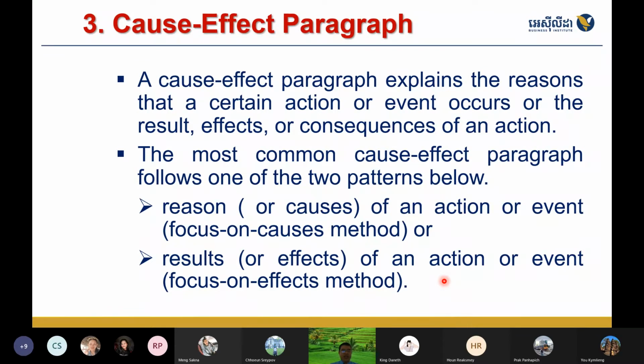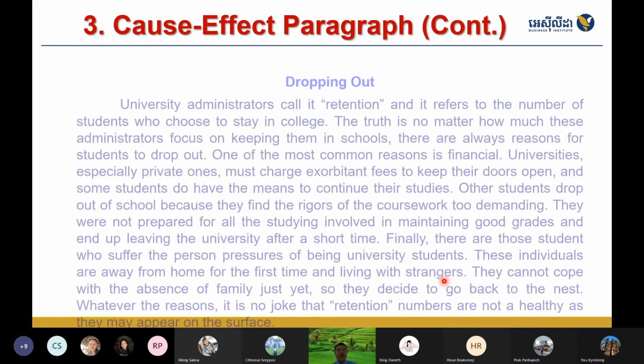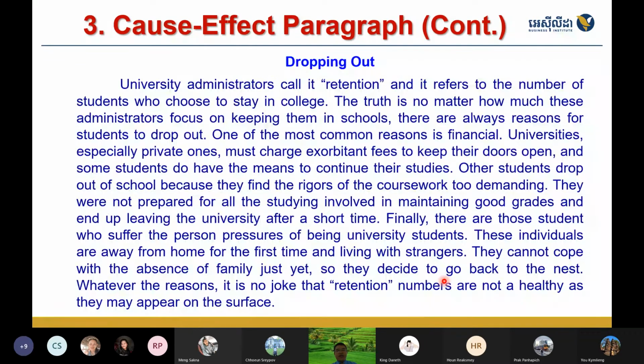So in here, we can say in short, when you talk about cause, it means reason. When you talk about effect, it means the result of an action or event. Okay, so this is the cause and effect paragraph. Okay, we move to the next. This is the example of cause and effect paragraph.